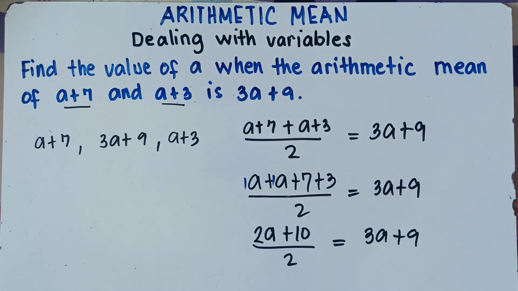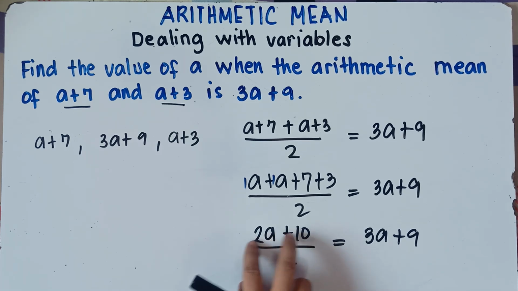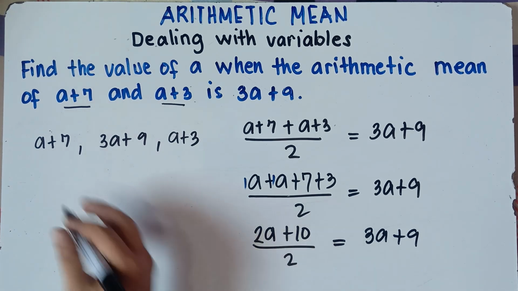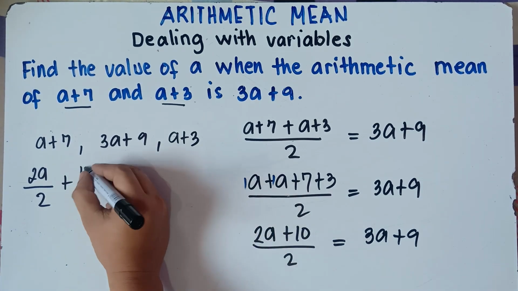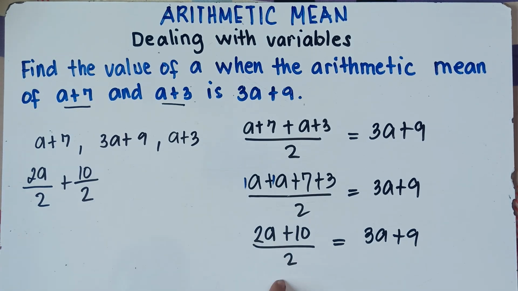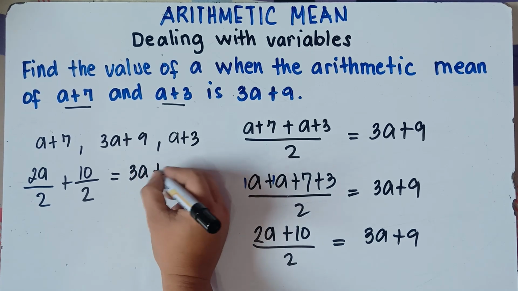So in this scenario class, 2a plus 10 divided by 2 doesn't mean 2a divided by 2. It should be 2a plus 10, all divided by 2. So these two terms, class, you will divide by 2. So we can write this one individually as 2a over 2 plus 10 over 2. This is just the same. Once again, you will not divide only 2a by 2. It should be 2a divided by 2 and then 10 divided by 2. Alright, and then equals 3a plus 9.